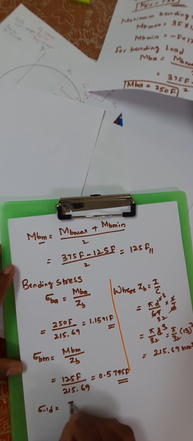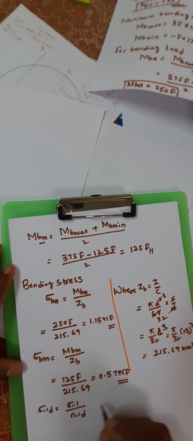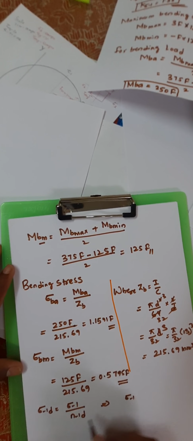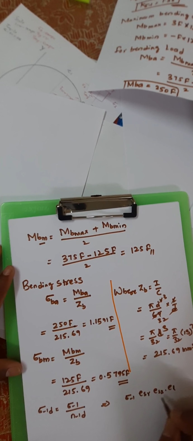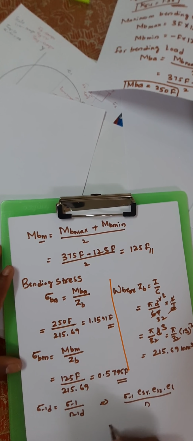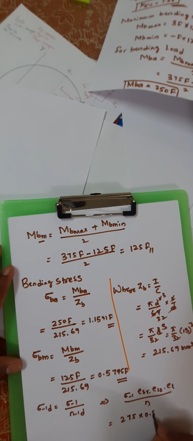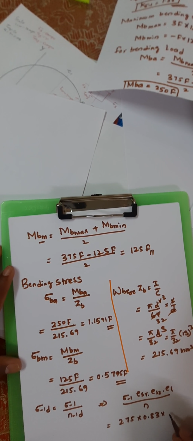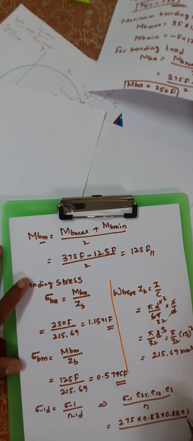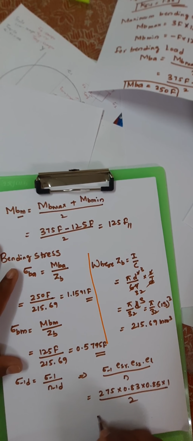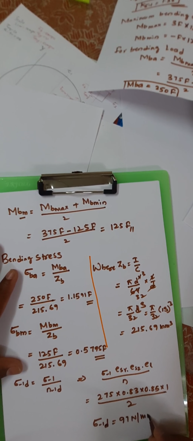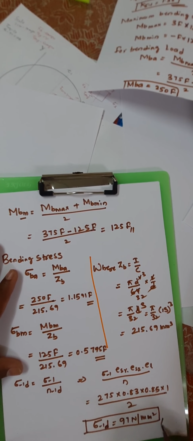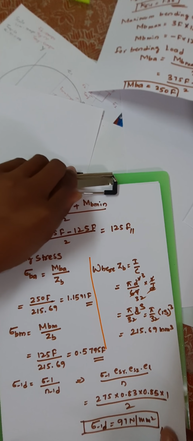We know that sigma minus 1d is equal to sigma minus 1 divided by n. How to find sigma minus 1d? With respect to the modification factors ESR, ESZ and EL, divided by n. If you substitute all the values, this is 275 into 0.83 into 0.85 into 1 divided by the factor of safety, which is 2. If you simplify, sigma minus 1d is equal to 97 Newton per mm square.